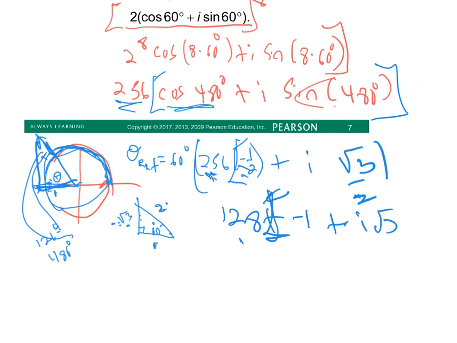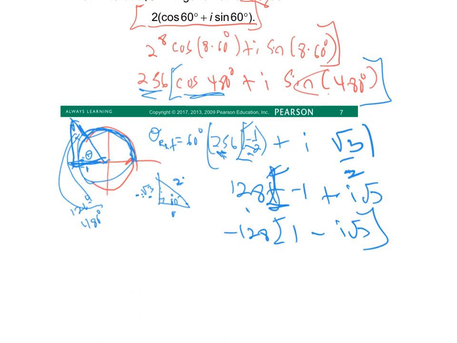And if you want, you could actually pull out a negative and call it negative 128 times 1 minus i square root of 3. I kind of like that answer better. But if you want to keep that negative, you can just keep it positive. You can do either answer.